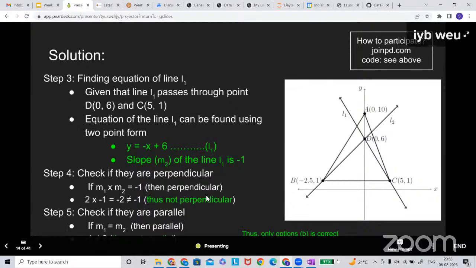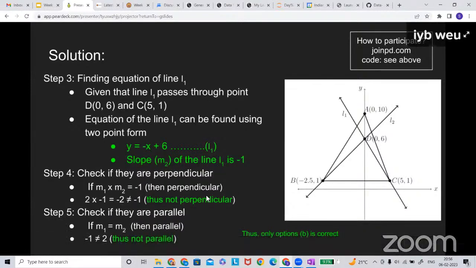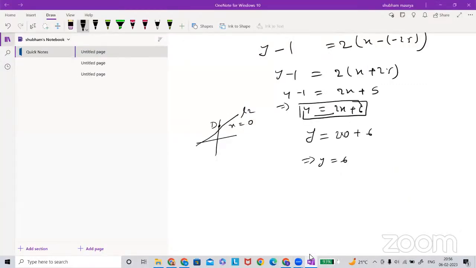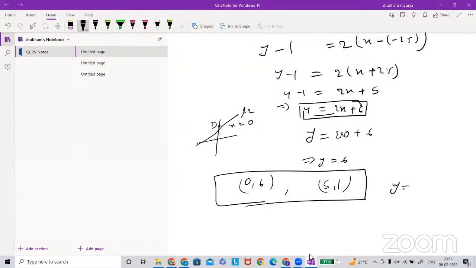The next thing is, once you find the point D, in the third step, find the equation of line L1. You have already found the point D (0, 6), and another point C is (5, 1), and line L1 is passing through C and D. So using the two-point form, you can easily find the equation of line L1, right? I don't think it will create any problem. You have two points, (0, 6) and (5, 1), and using them you can easily find the equation of the line.